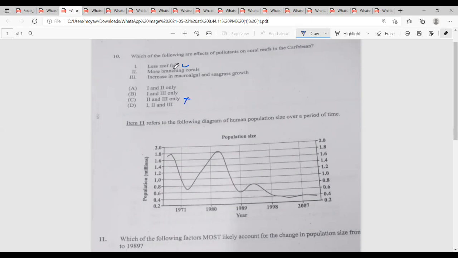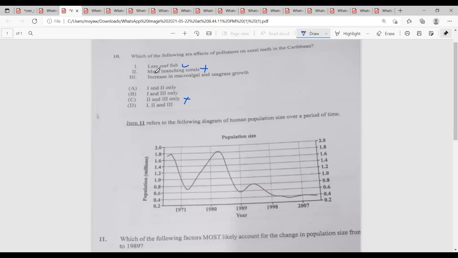All right, 2, more branching corals. So more branching corals would be out of it, because if we're talking about how pollutants act on the coral, pollutants are going to damage the corals and they can eventually kill the coral. So I doubt the coral will be able to survive and branch because the pollutants will smother the corals. So 2 is out of it.